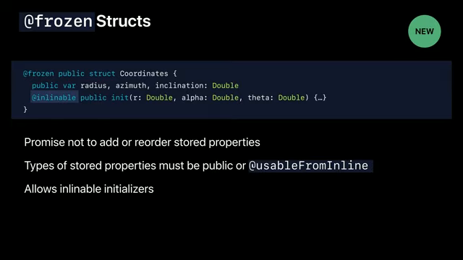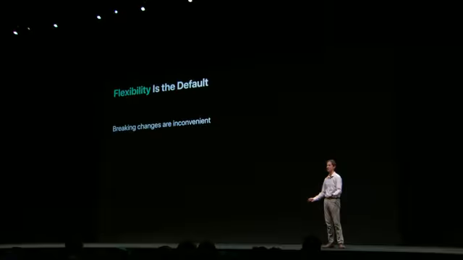Now, I want to close out this section by reminding you that flexibility is the default for reasons. And the main one of these is that breaking changes are really inconvenient for their clients. A client is going to second guess whether or not to take the new version of your framework because it might break them in some way. And you could also get into trouble when you have one binary framework depending on another.